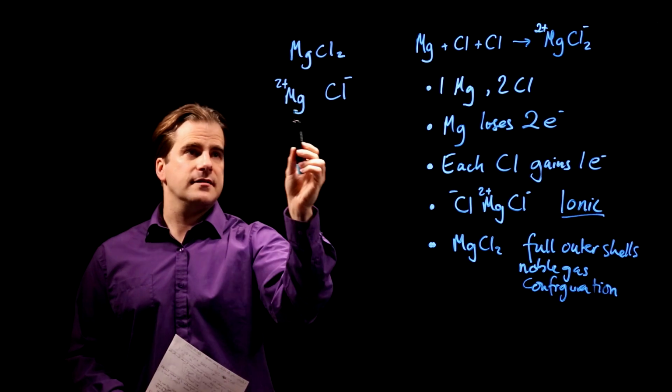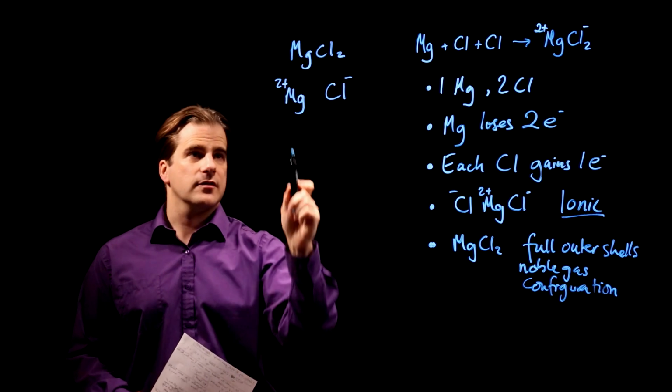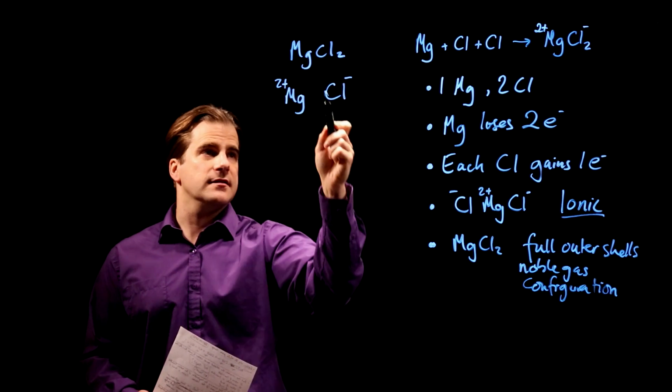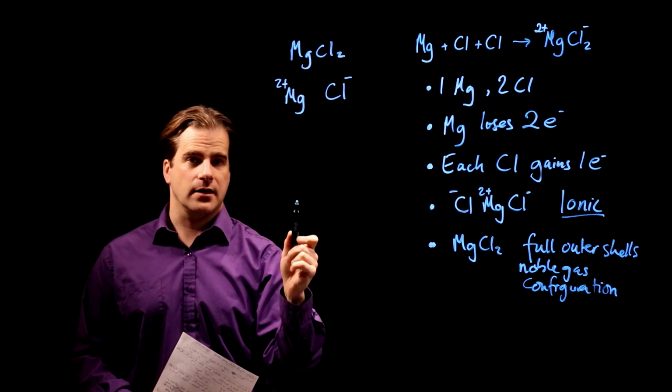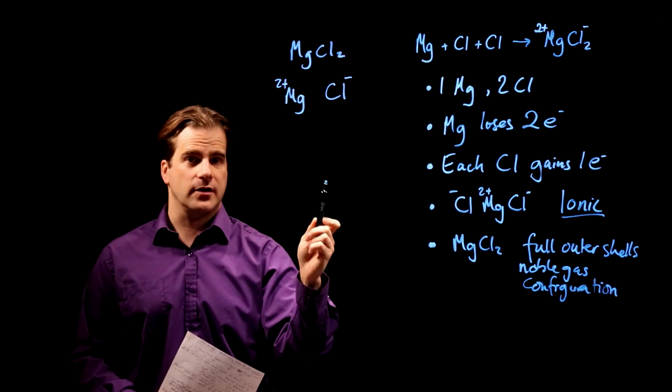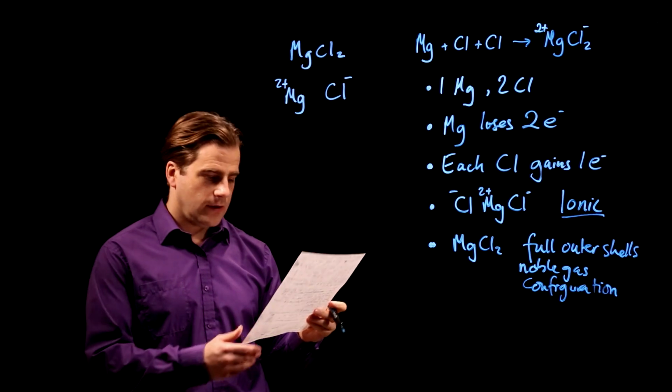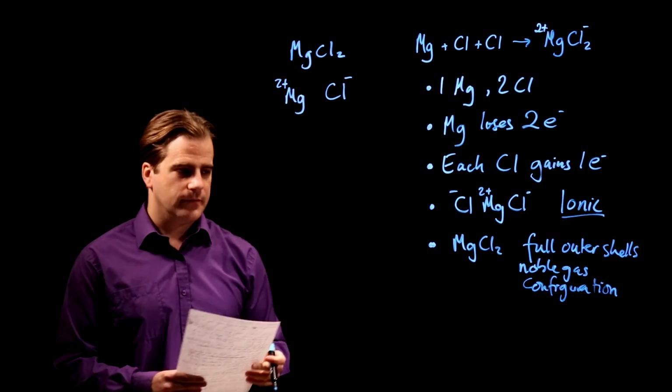Say that the magnesium ion flows towards the negative electrode because positive attracts negative, and say that the chlorine ion flows towards the positive electrode. There you go. That will get you the marks. Okay.